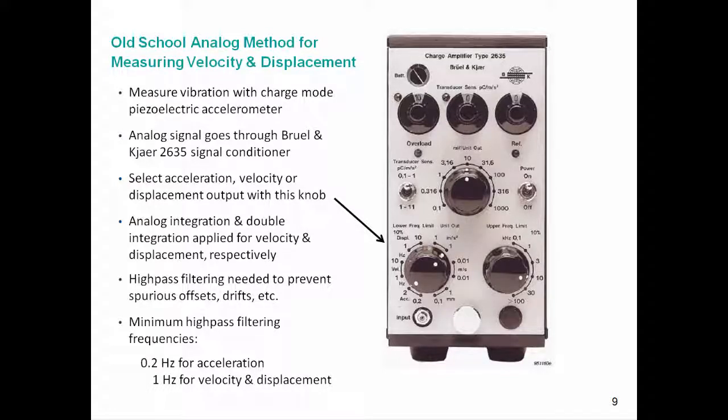Just to close out this slide here, the minimum high-pass filtering frequencies are 0.2 Hertz for acceleration and 1 Hertz for both velocity and displacement.